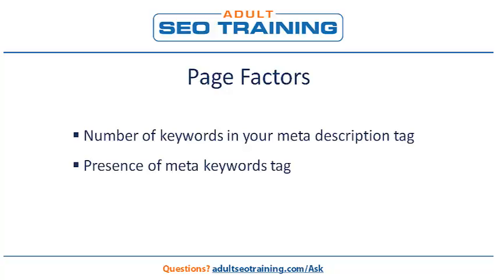Factors for these metas include the number of keywords in your meta description tag. Now, ideally, you should use your target keyword as soon as possible in your description, and you should also aim to keep the length of your description to around 155 characters.